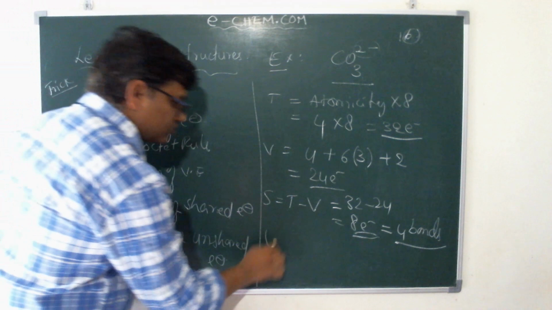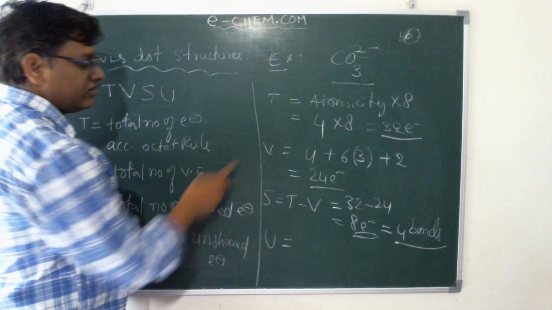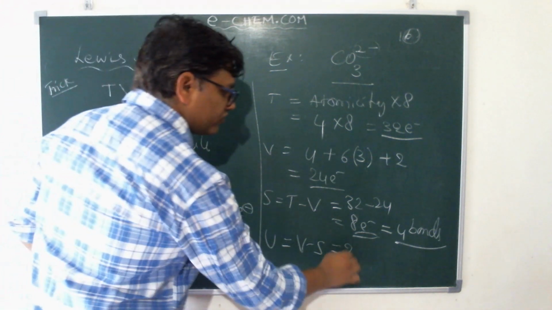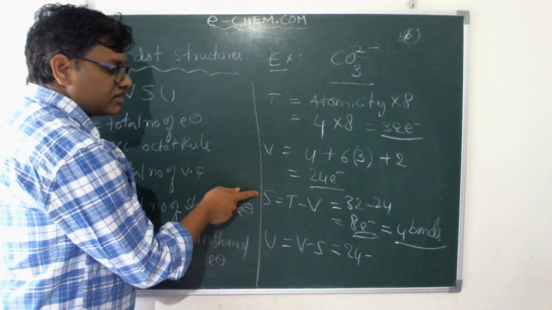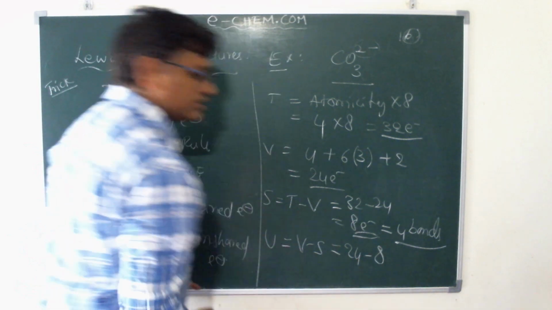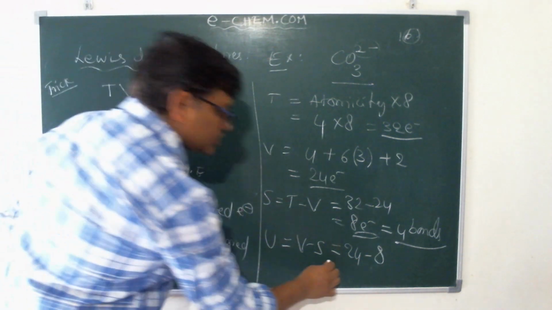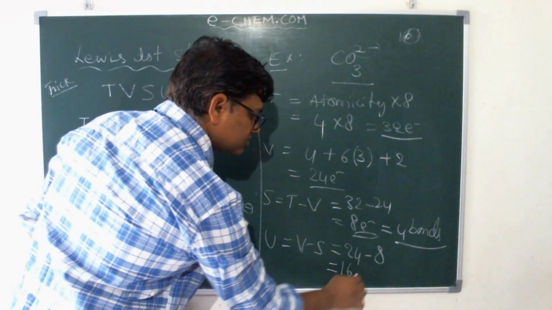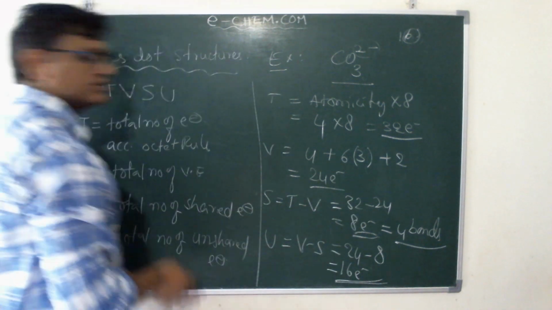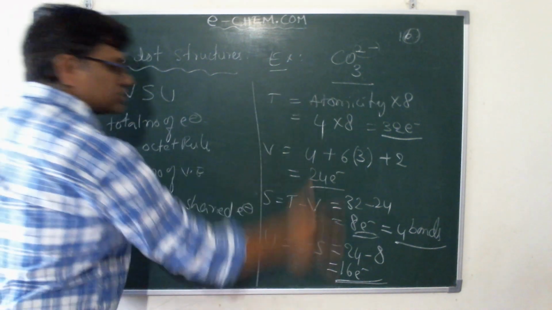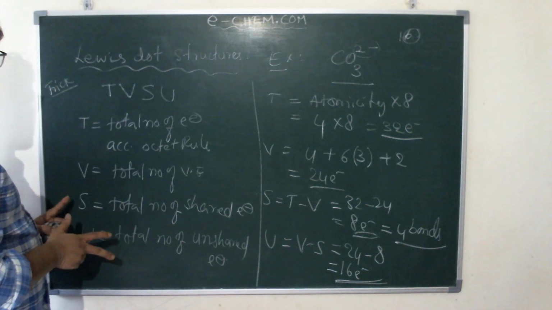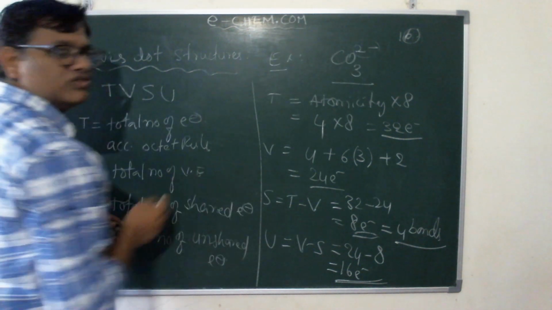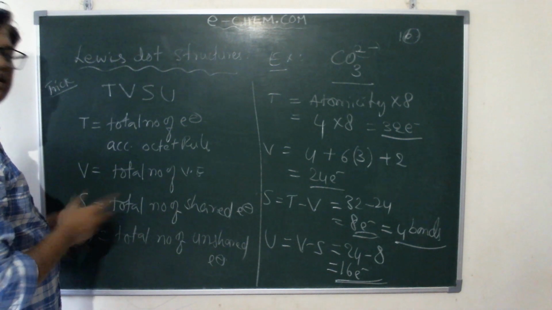Next, unshared electrons are to be calculated taking V minus S, that is valence electrons we got 24 minus shared electrons we got here, 8. So we will get 16 electrons. Now I have the complete data from this rule. From this data, I can write the Lewis dot structure of this carbonate. Let's find out how.